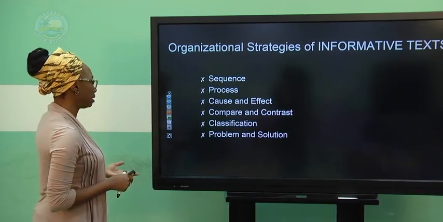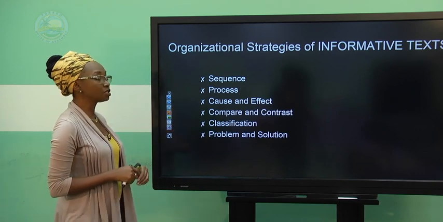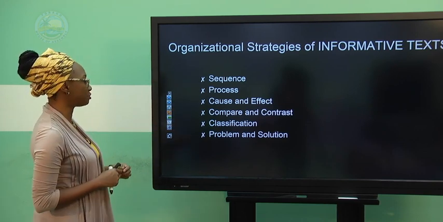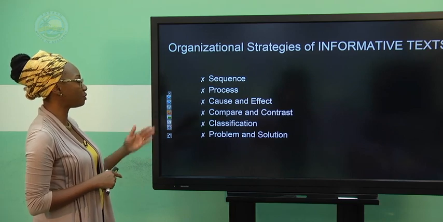But you have to analyze all of the information that's in the piece to help you to determine what kind of writing it is. Compare and contrast, again, is also a feature we find in persuasive writing, and it can also be part of our informative text.